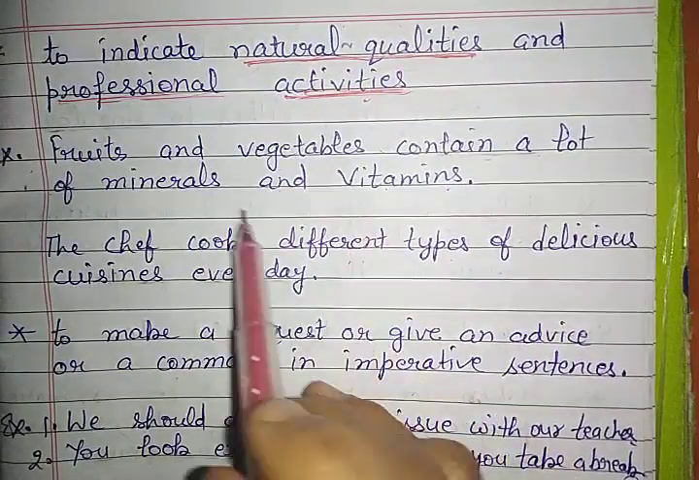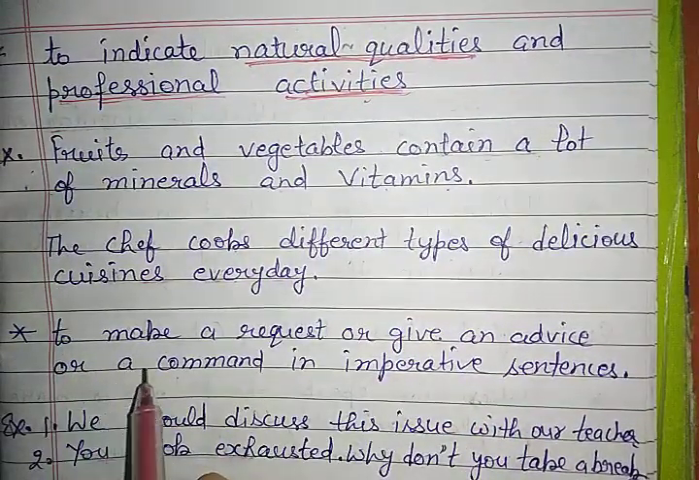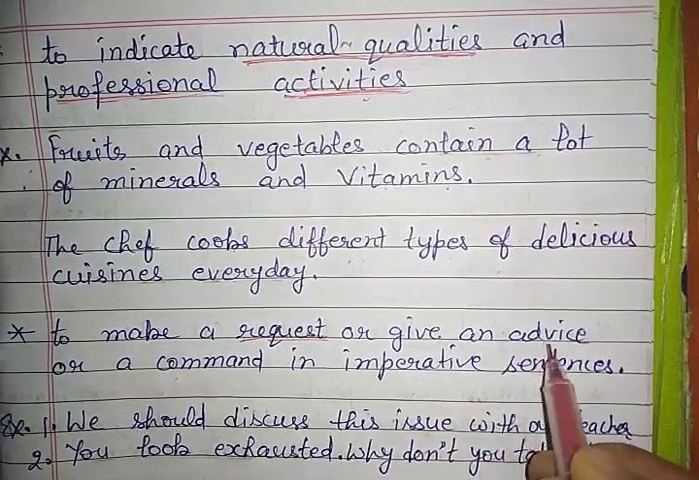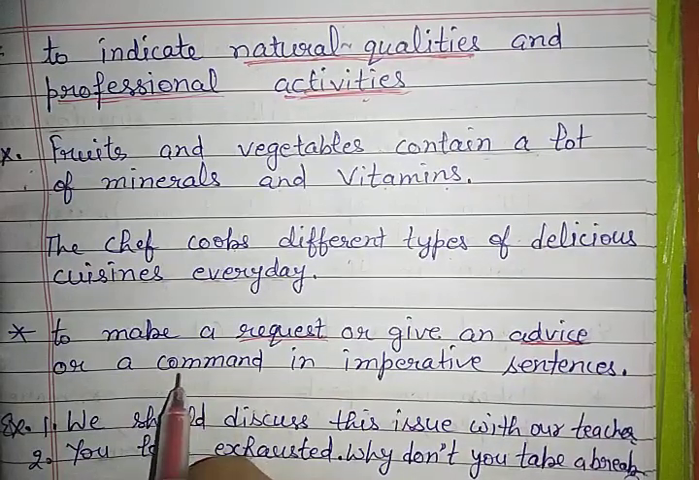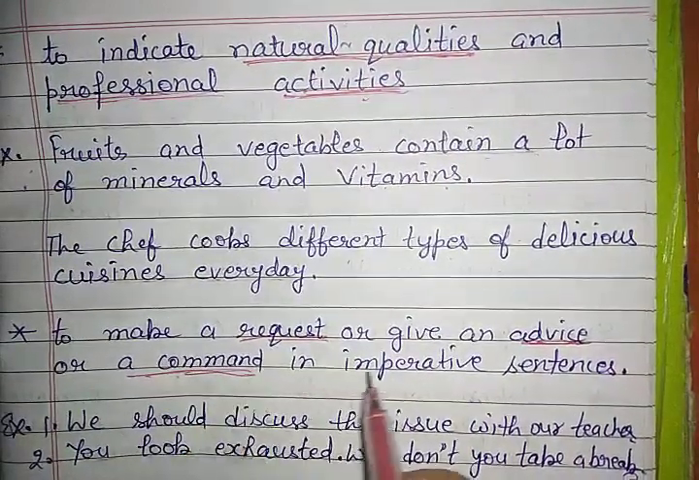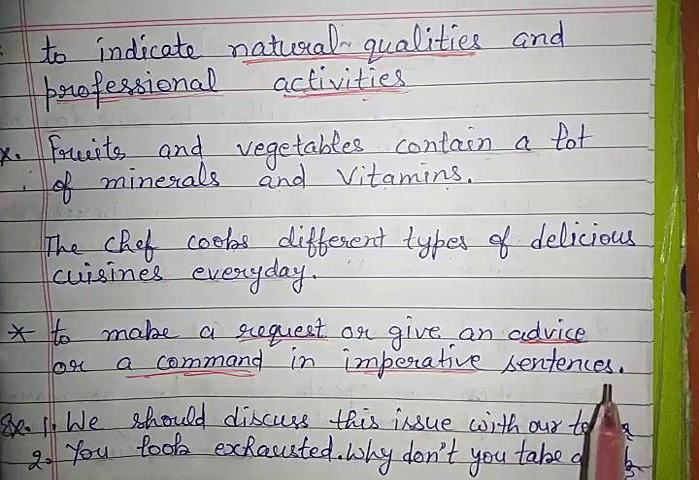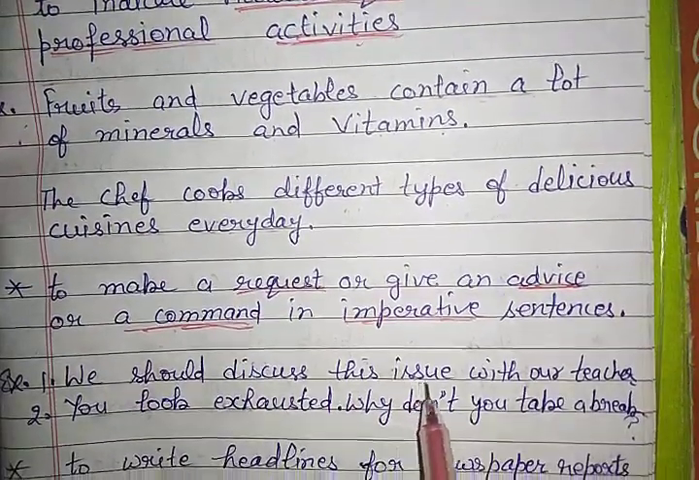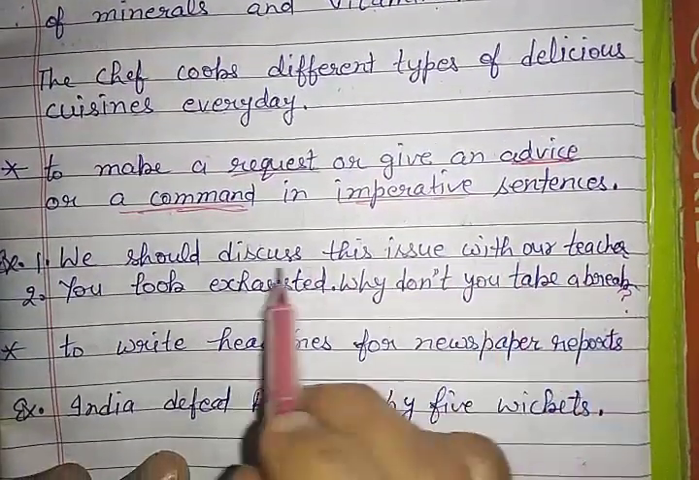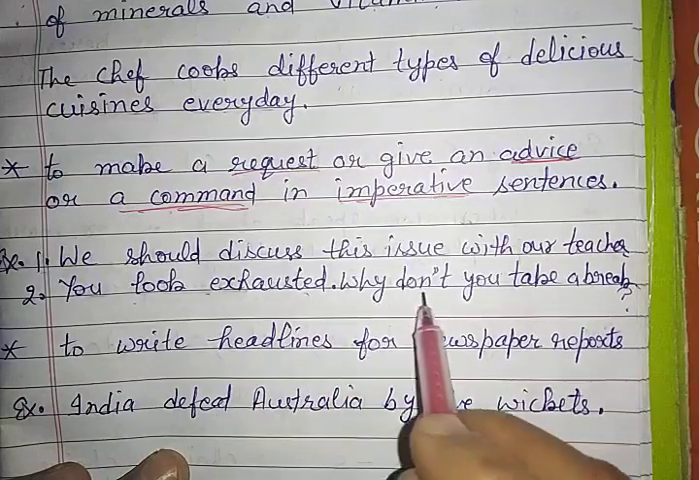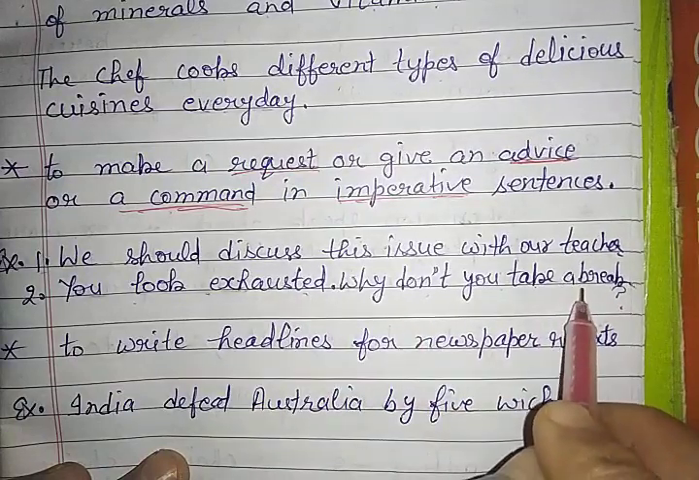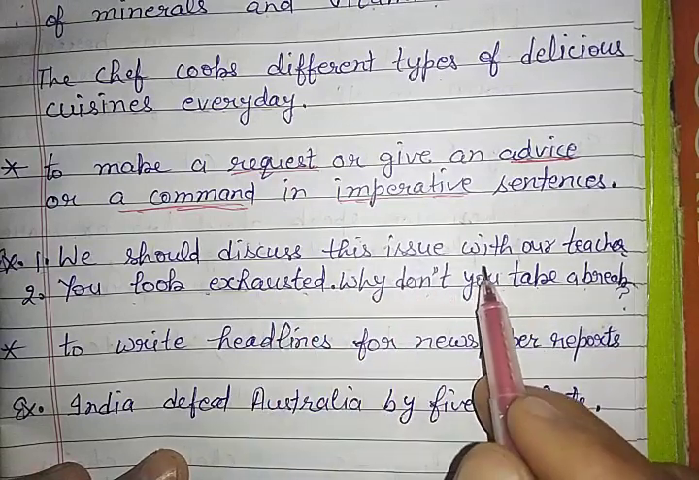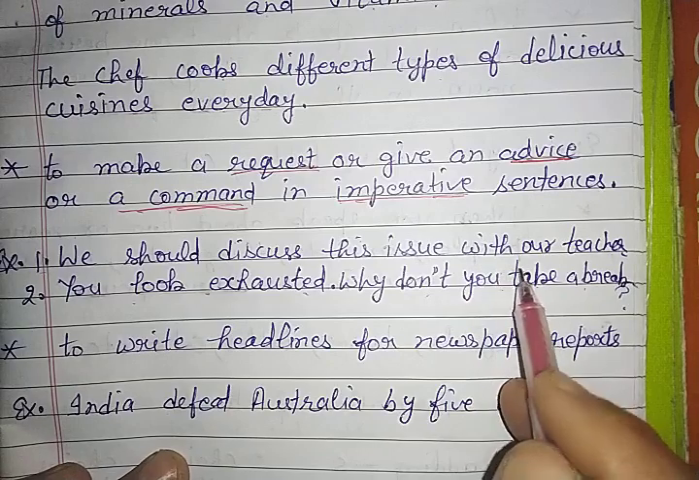Next one is to make a request or give advice or a command in imperative sentences. For example, we should discuss this issue with our teacher. You look exhausted. Why do not you take a break? These are imperative sentences. So in imperative sentences, we use simple present tense.